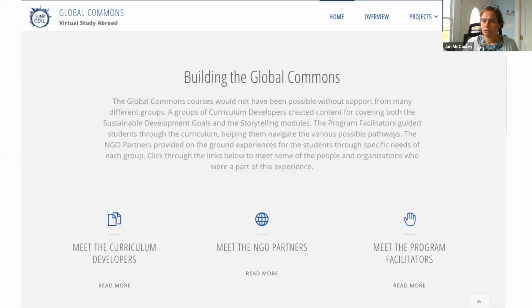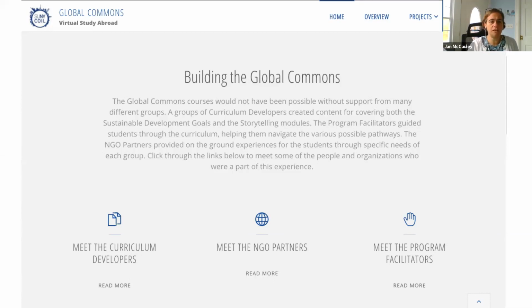Another key piece of this, and a very deliberate feature of the Global Commons, was the idea of unbundling or decoupling the curriculum creation from the facilitation of the actual courses themselves. This gave the students a lot of flexibility in the way they chose the coursework they engaged with, but it also allowed facilitators a lot of flexibility in how they guided students through the material.